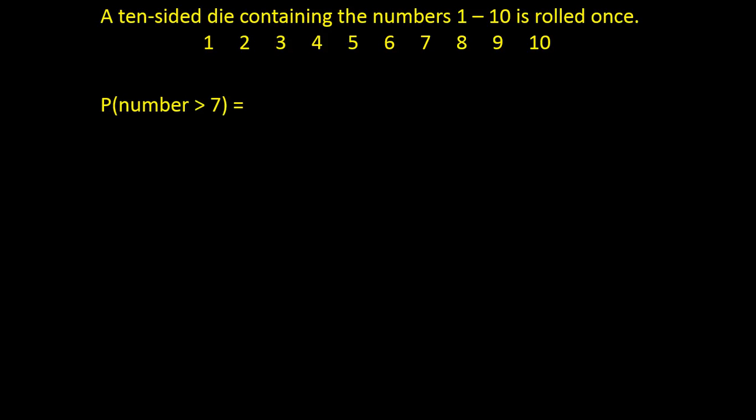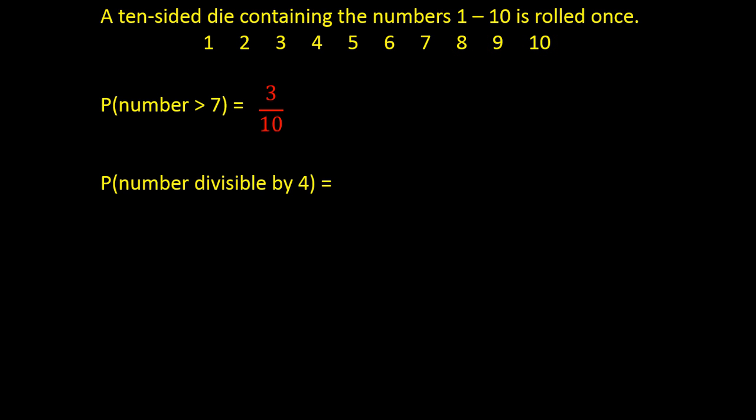So let's look at this same 10-sided die. Think about the probability that when we roll this die we get a number greater than 7. There's still 10 elements in the sample space. They are equally likely outcomes. If we look for the numbers that are greater than 7, that would be the 8, the 9, and the 10. So the probability that we roll this die and get a number greater than 7 is 3/10.